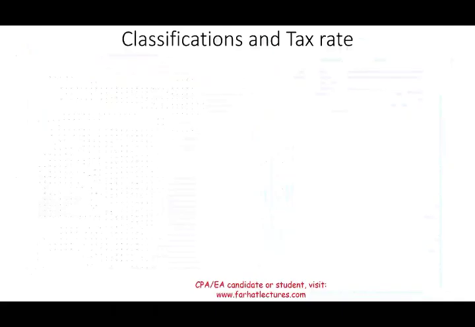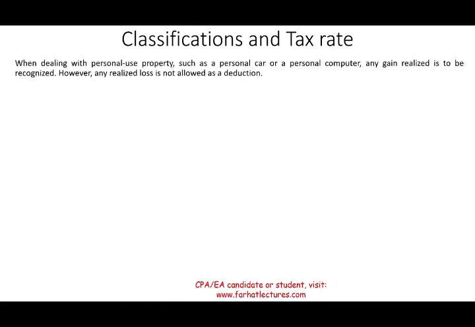Now, what are the classification and tax rates that are subject to capital gains and losses? When dealing with personal use assets, like a personal computer, anything for personal use, any gain is recognized. So if you sell your refrigerator, you're not going to get a gain, but let's assume you do experience a gain. Or you sell your personal car, and over the past 2-3 years used car values went up. If you sold your car and realized a gain, you would have to recognize the gain, although it's a personal car. However, any loss is not deductible. Now think about it. Why?